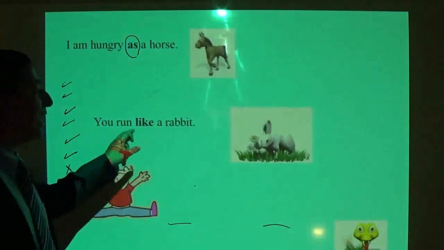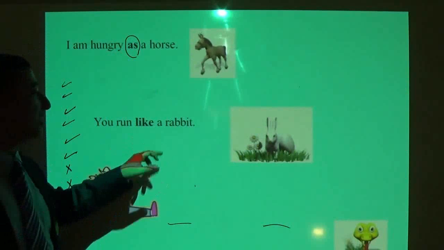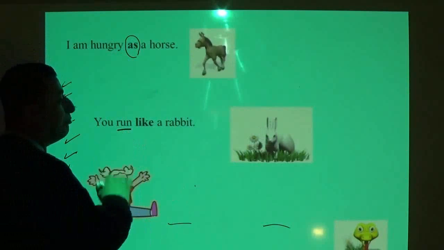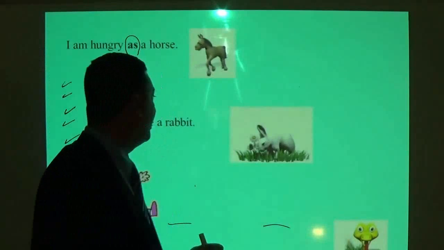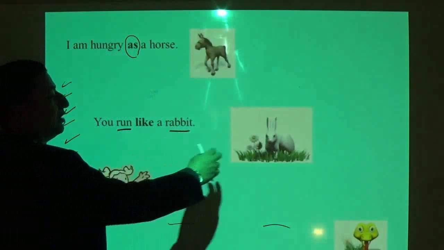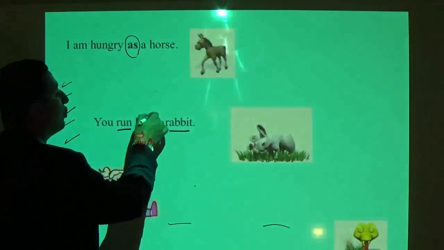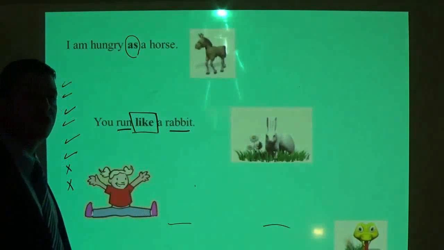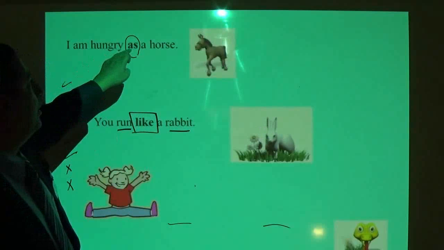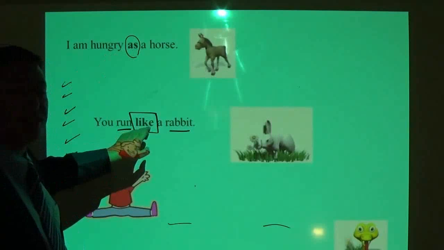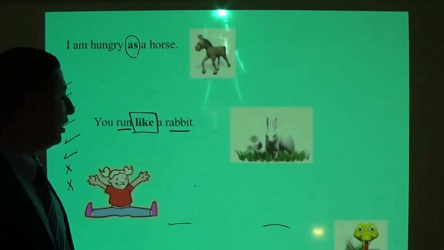Another picture. You run like a rabbit. What is the meaning of run? Run means move quickly, like a rabbit, as in this picture. This is called simile, of course. Again, if we use as and like, this is called simile.